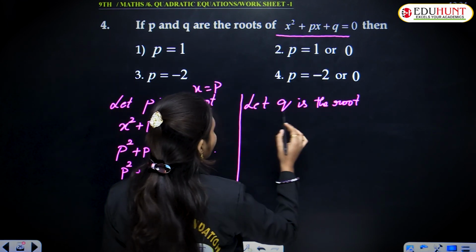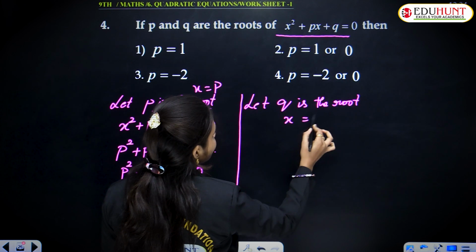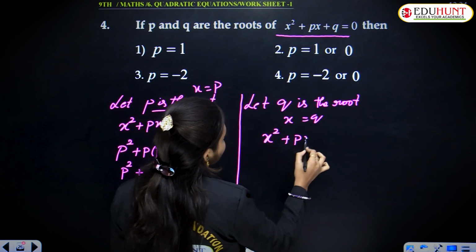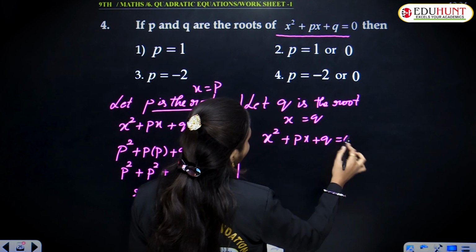Now Q is a root means here x is equal to Q. So x square plus px plus q is equal to 0.